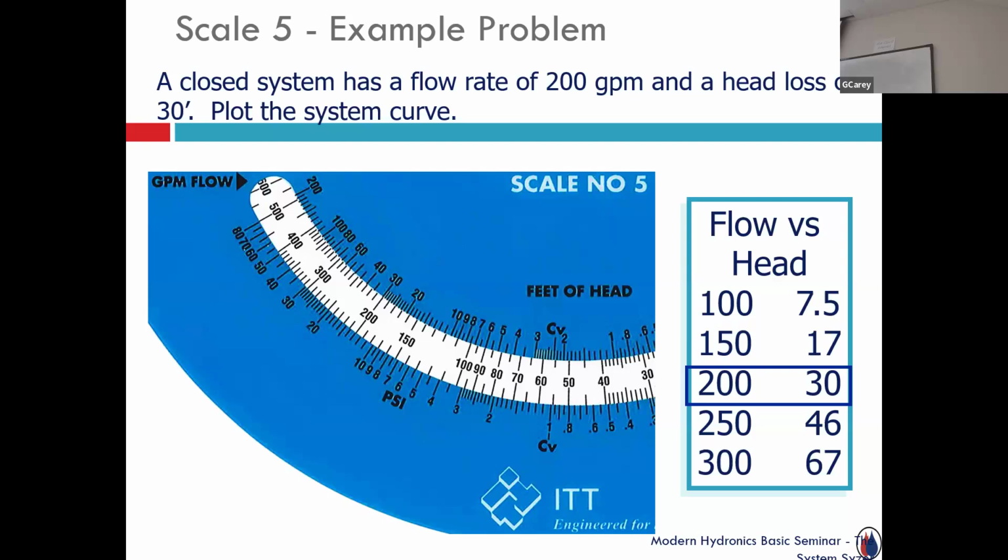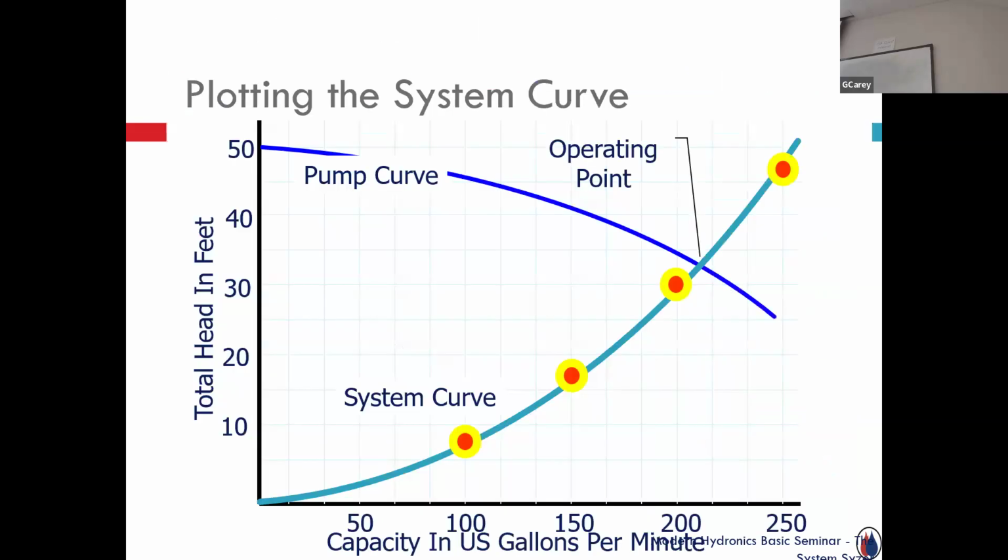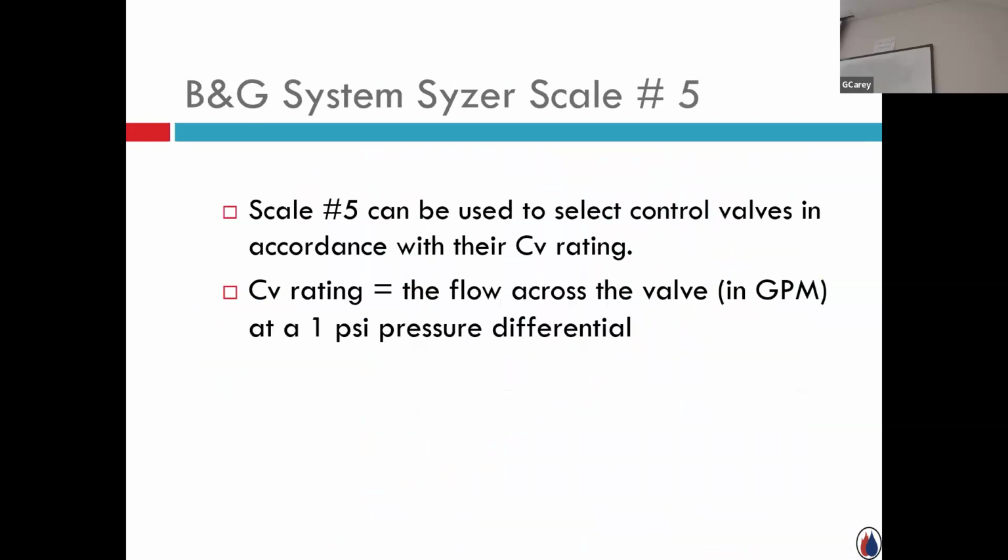So if I have 200 opposite 30 and I go and look for 300 gallons a minute, I see the flow is 60, 65, there's 70. It's just shy of 70. So do the math, it's about 67. 150 gallons a minute straight up, 17 feet of head, 100 gallons a minute, 7. So it's just plotting the math for us. Very simple. And you build a system curve, and you'd want to see where that curve intersects the pump.